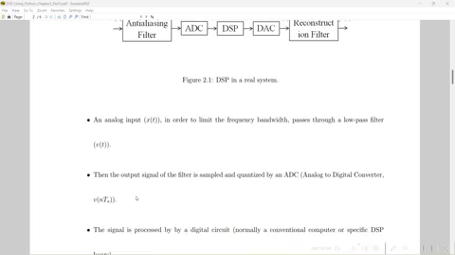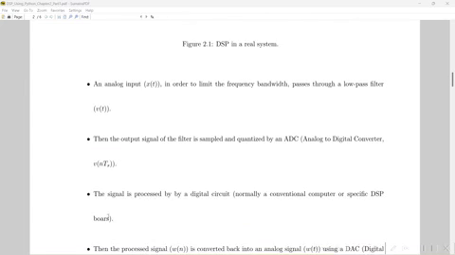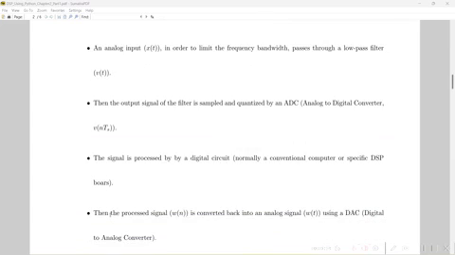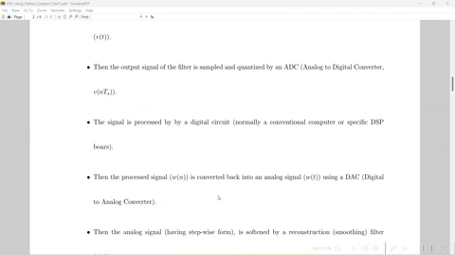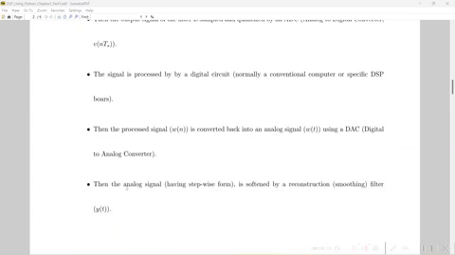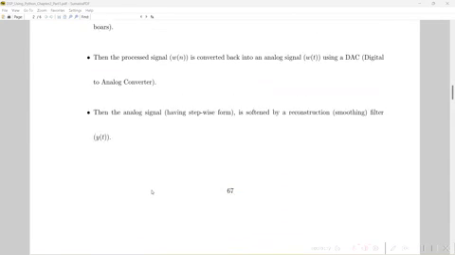The signal is processed by a digital circuit, normally a conventional computer or specific DSP boards, and then the processed signal is converted back into an analog signal using a DAC. Then the analog signal, having stepwise form, is softened by a reconstruction filter, or anti-imaging filter, or smoothing filter.